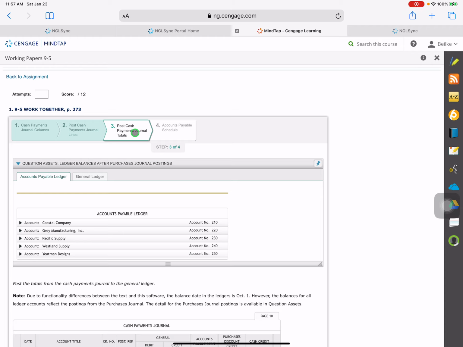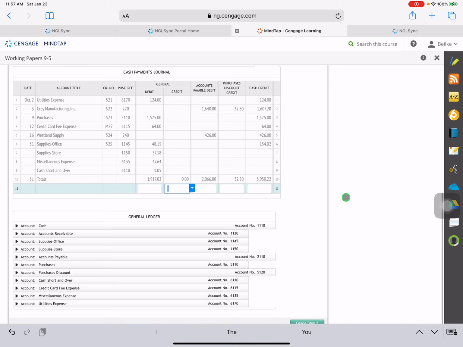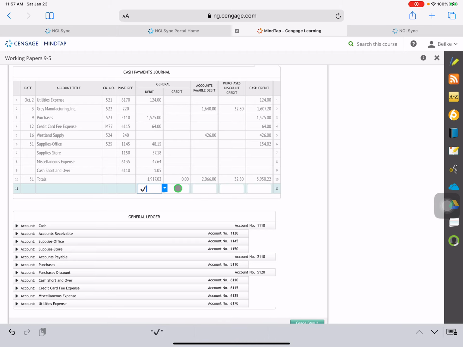Okay, now that you've posted all of those individually, we're going to go on to step 3. It says post the totals from the cash payments journal to the general ledger. So we're going to go down here and take our totals. Right now, when you look at your cash payments journal, this should all be filled in because you just got done posting. Okay, so our first one is our general debit. We do not post that anywhere, so we will place a check mark there.